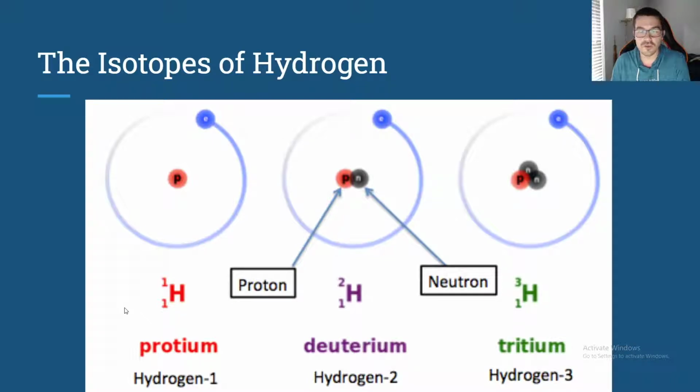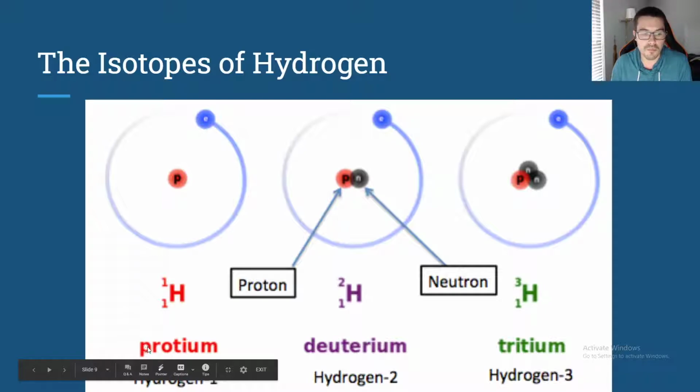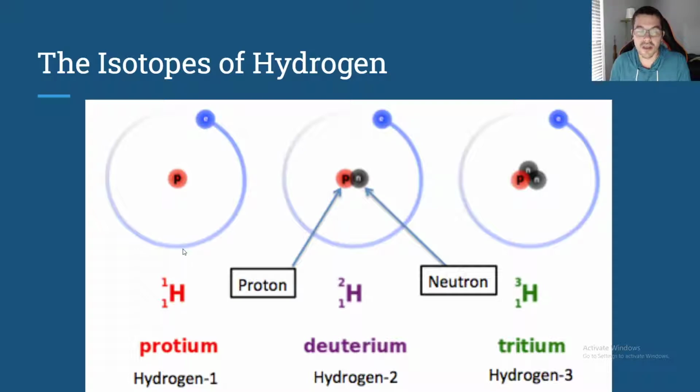Just to give you guys an example here, I've got a diagram of the isotopes of hydrogen here. Hydrogen does have 3 isotopes. They're referred to colloquially as protium, deuterium, and tritium. Also, their more systematic names, or like official names, are hydrogen 1, hydrogen 2, and hydrogen 3. Okay, this right here, protium, is the most common form of hydrogen by a long shot. Okay, so we're talking like 99+% of hydrogen that exists in the universe is protium.